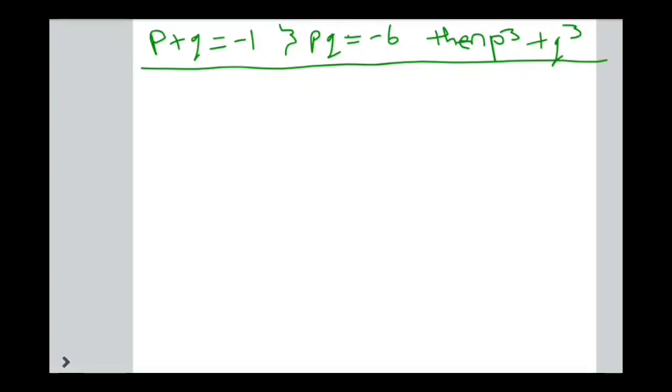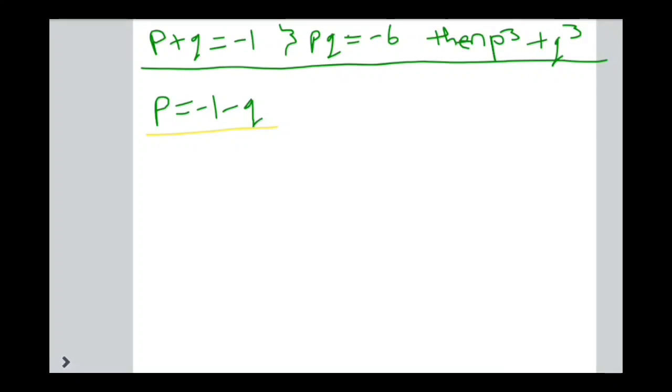First thing we're going to do is make one of our letters the subject of the formula. So I'm going to use P. If we make P the subject of the formula in our first equation, P plus Q is equal to -1, we're going to have P is equal to -1 minus Q. So that's my first equation there.